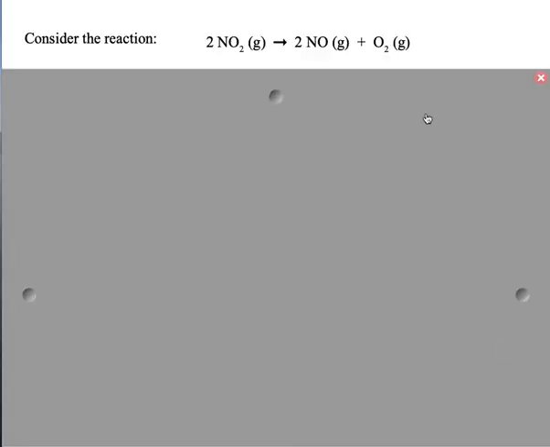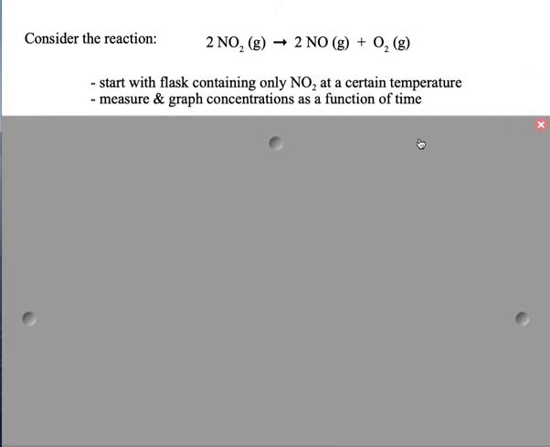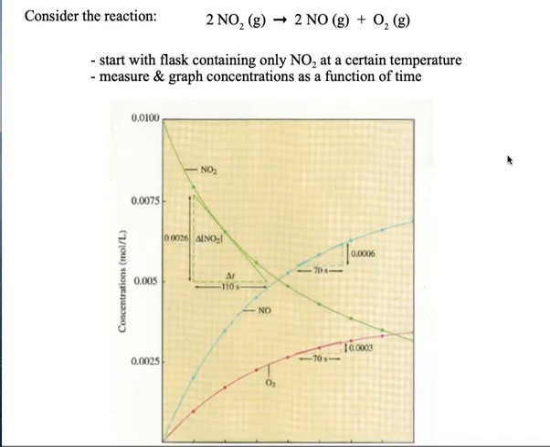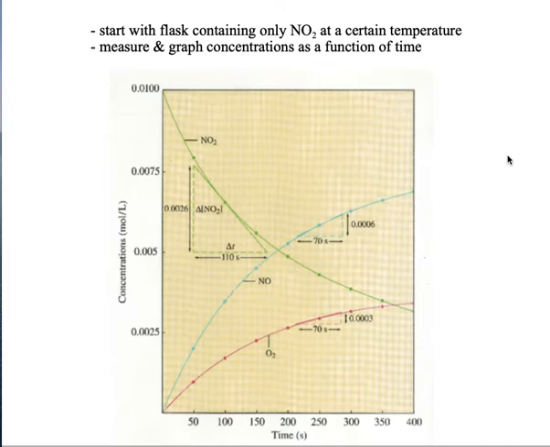So, let's take an example. Nitrogen dioxide decomposes to form nitrogen monoxide and oxygen gas. If we start with a flask containing only NO2 at a certain temperature, allow the reaction to progress, and then measure and graph the concentrations of reactants and products as a function of time, we would obtain something that looks like this. So take a moment, pause the video, and see what you see. The concentration of NO2, represented by the green line, we can see starts at 0.01 molar and decreases with time in a nonlinear fashion. We see the concentration of NO, represented by the blue line, increases with time in a nonlinear fashion. And we also see that the concentration of O2 increases in time in a nonlinear fashion, but not as fast as the concentration of NO is increasing.